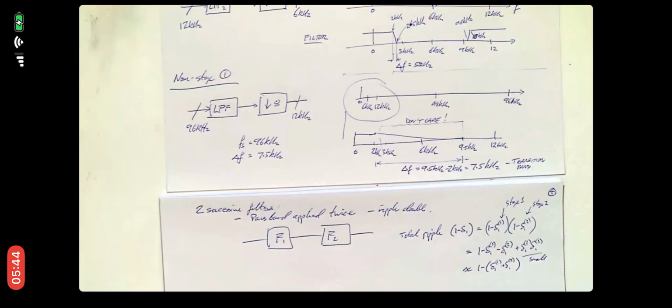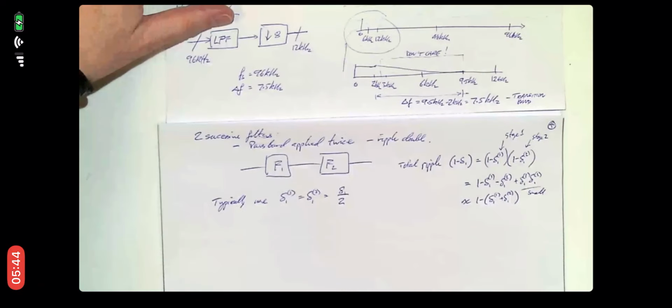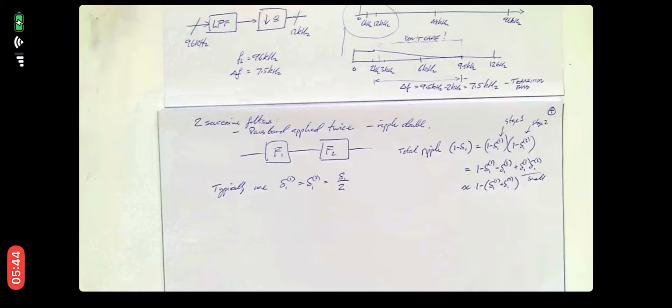So typically, we use delta 1,1 equals delta 1,2 equals delta 1 over 2. In other words, we divide the ripple by 2 if we've got 2 stages when we use that. So that's something that we have to do. It just makes our filter slightly more expensive because we've reduced the ripple.